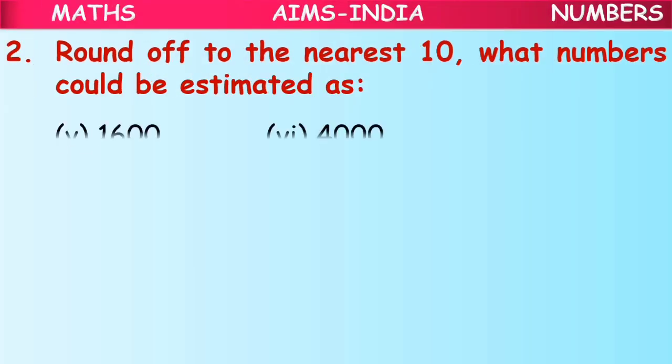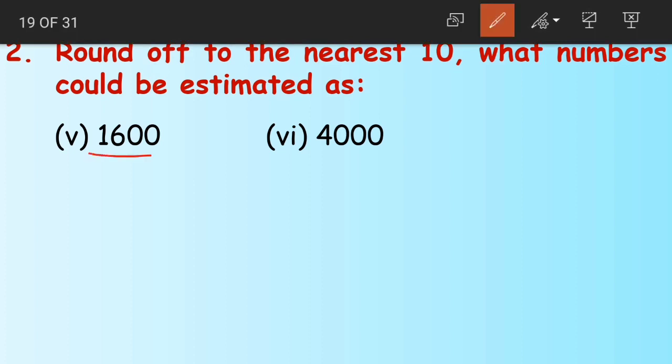Rounded off to the nearest 10, what numbers could be estimated as 1600? Yes, what should we do here? This is the rounded off number. We should find out the numbers which could be estimated as 1600. Do you remember how we did this one?